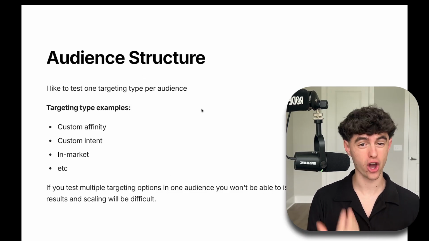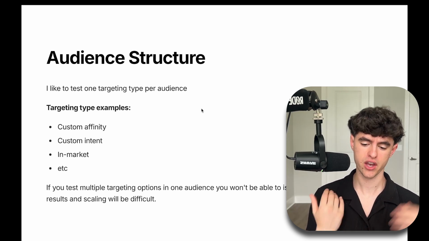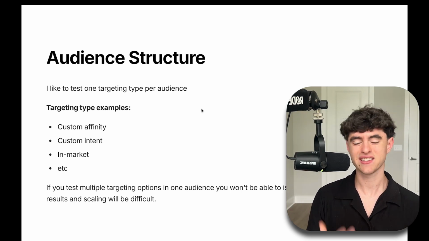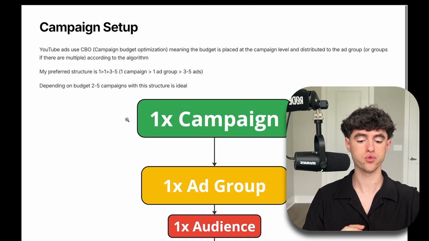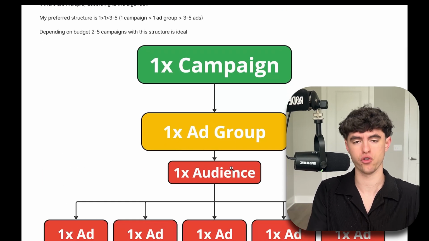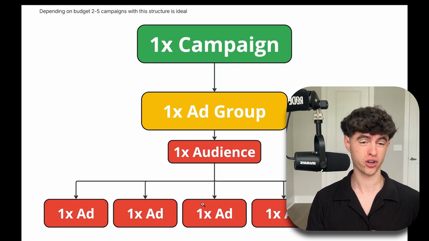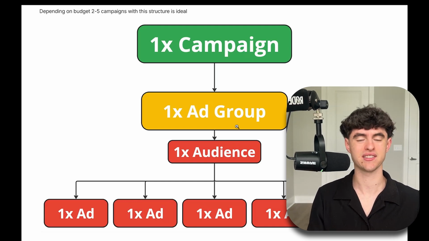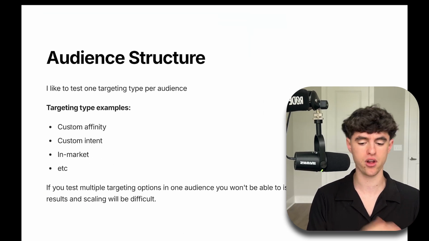Now moving into the audience structure, what I typically do is test one targeting type per audience. We've talked about before, in-market, custom intent, custom affinity. What I typically recommend is split testing, starting off with something like in-market and custom affinity as 2 separate campaigns with 2 separate ad groups and audiences with the same amount of ads. You can test different ads, but in order to isolate the controlled variable the best, have the same exact ads, with 2 different ad groups and the same exact campaign settings, just the different audience types being switched. One being custom affinity, for example, the other being in-market.